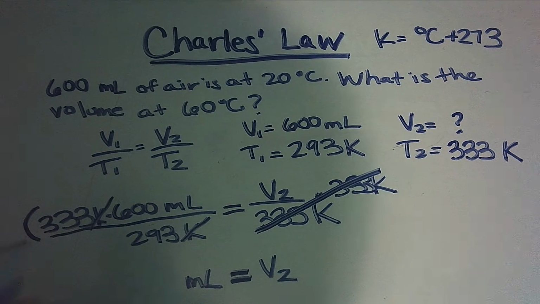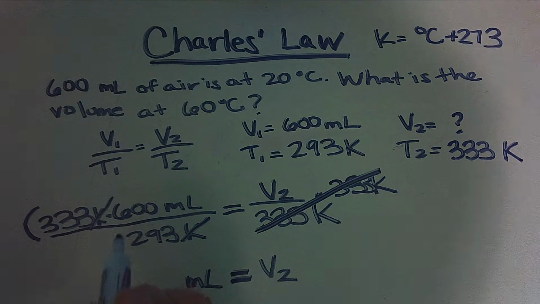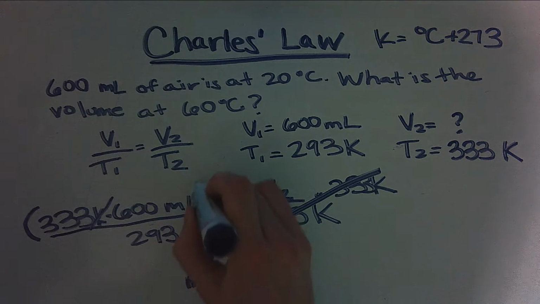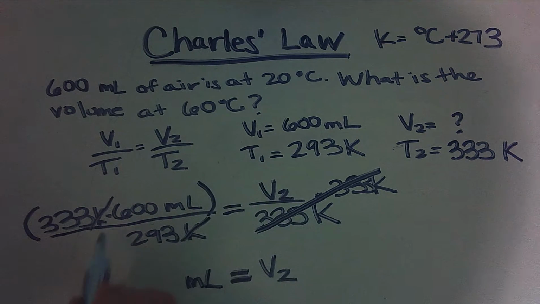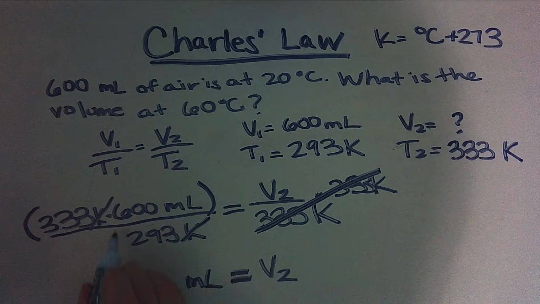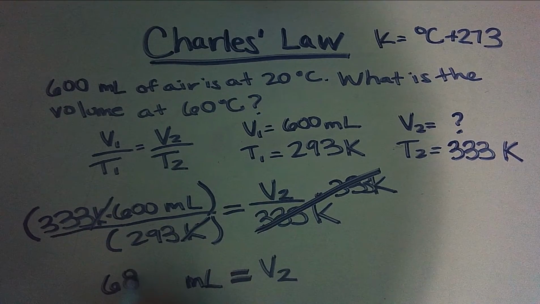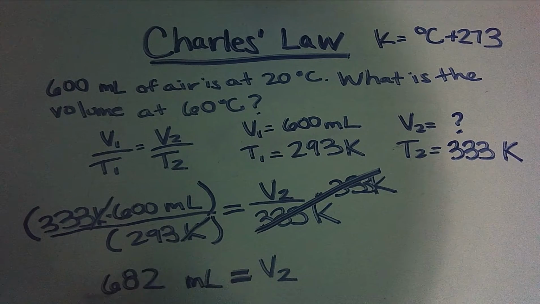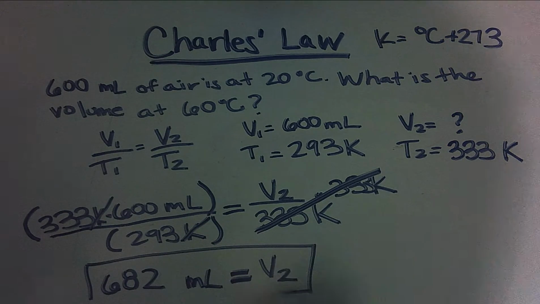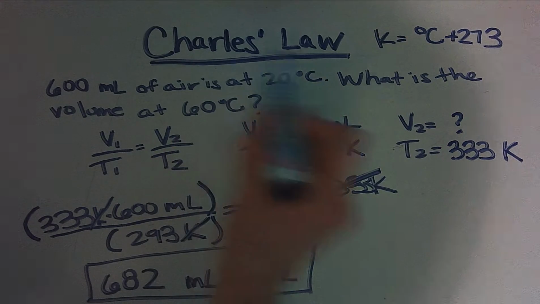So 333 times 600 divided by 293. And when I do that, I get that my second volume is 682 milliliters, which satisfies Charles' Law.